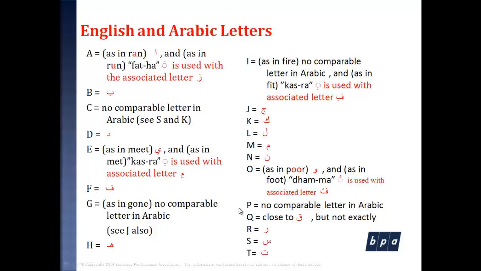The letter P has no comparable letter in Arabic. Q is close to qaf but not exactly, and we'll explain the sound of that later. Letter R has the letter ra in Arabic. S has the sin. T has the ta.